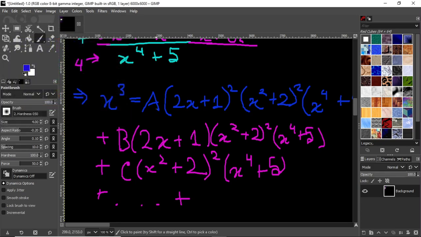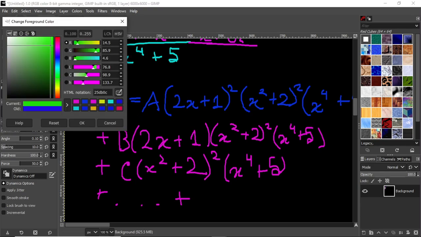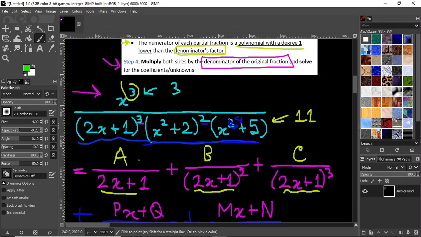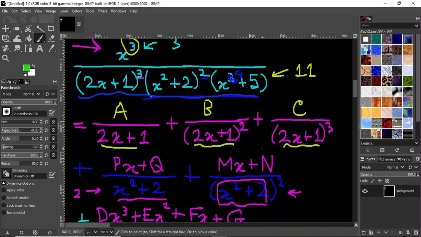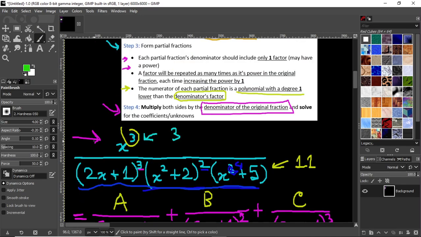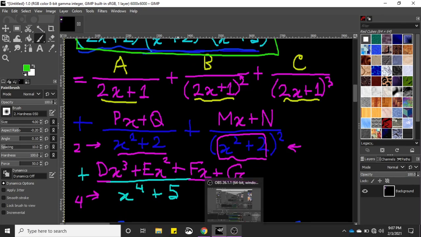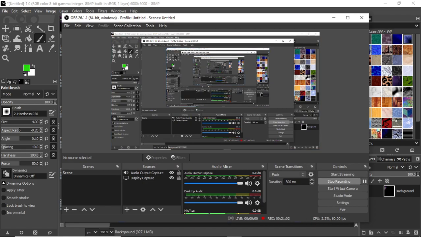using a few methods, there are a couple of methods, we can solve for these unknowns. That's basically our goal. After solving for the unknowns, we basically have decomposed our original fraction into partial fractions. We just have to substitute these unknowns into this equation. So I'll be right back.